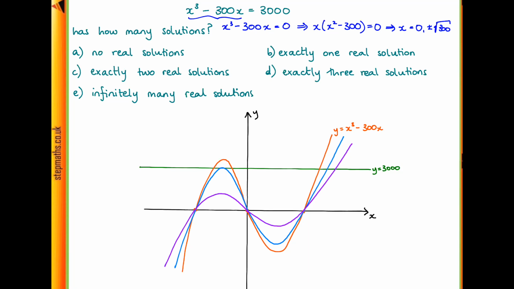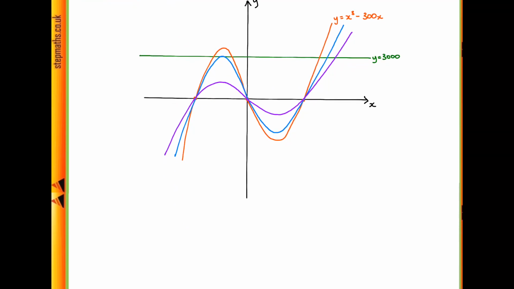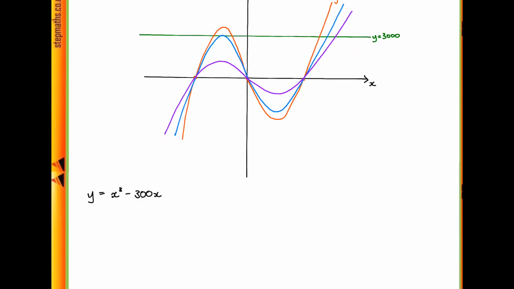And what property of the cubic are we going to have to look at to figure out whether it is 1, 2 or 3? Well, we're going to need to know where this maximum is, right? Whether it's above the straight line, on the straight line, or below the straight line. Okay, so how are we going to get this maximum? Let's differentiate. So we have y equals x cubed minus 300x, and differentiating gives us 3x squared minus 300.